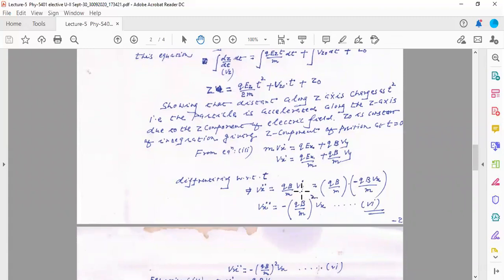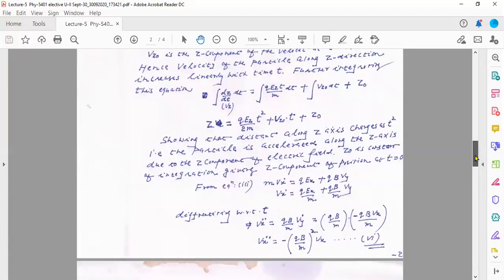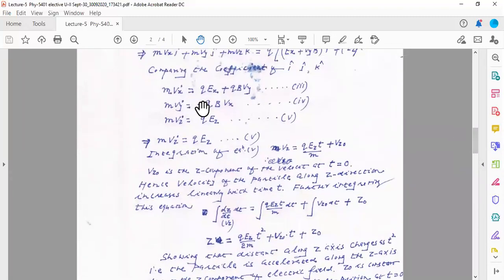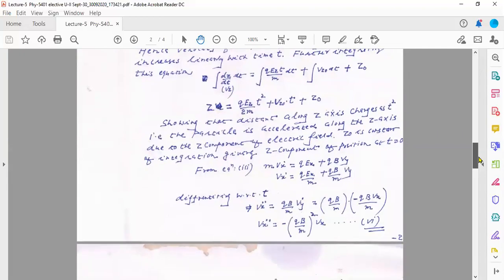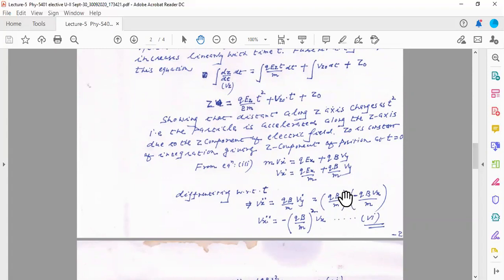Once again, please look at this. I calculated vy dot from equation number 4: vy dot is minus qB over m into vx. So I keep that expression here, with a minus sign, and qB over m multiplied by qB over m becomes a square. So it is minus qB over m whole square into vx. This is the term which we know.